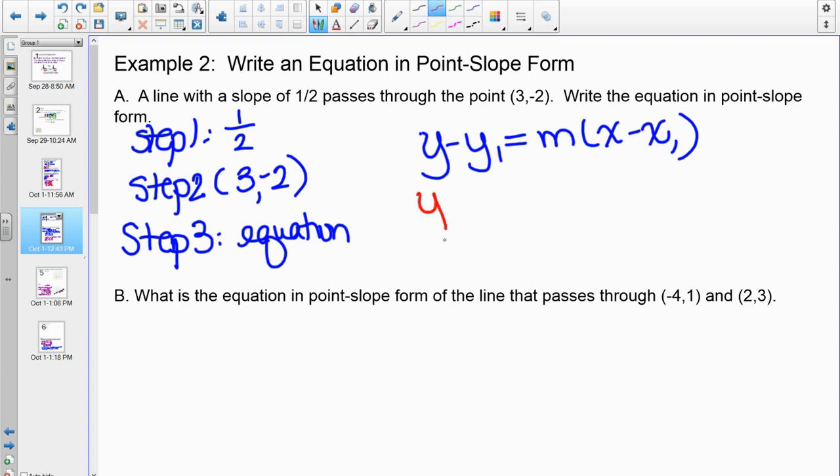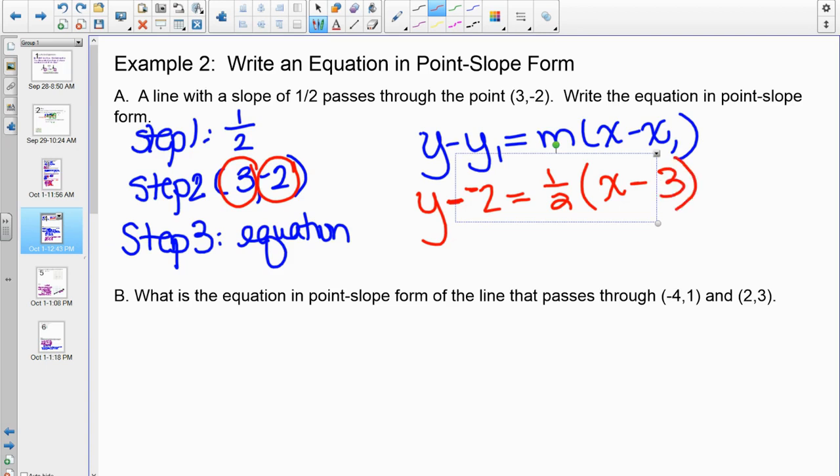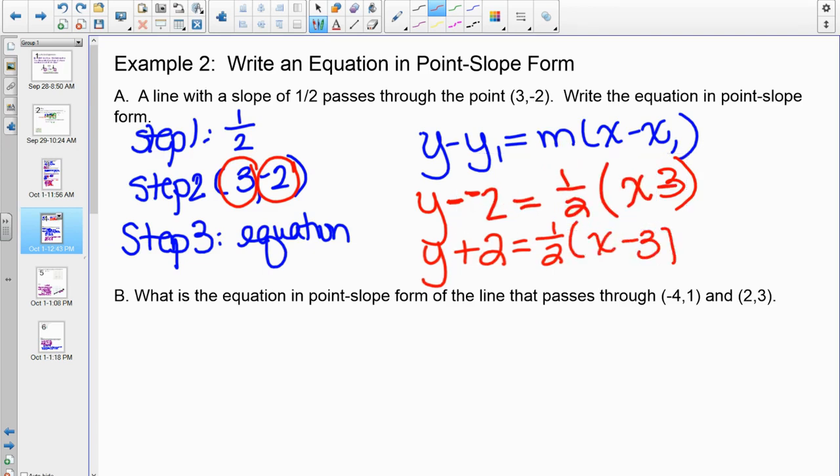y stays the variable. y1, notice I put minus. y1 here is -2, equals the slope, 1/2, times x, my variable, minus my x1, which is 3. And so all we have to simplify is this minus a negative. So my final equation would be y plus 2 equals 1/2 times x minus 3. And there is your equation.